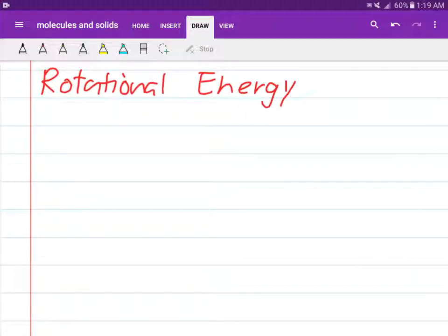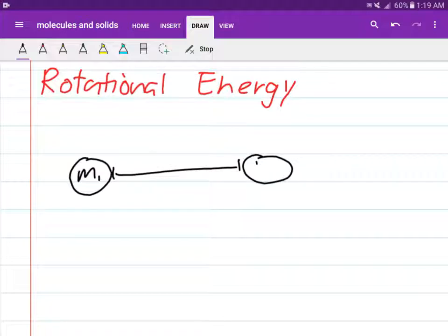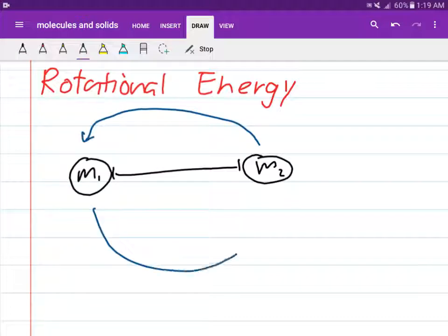Consider this system of a diatomic molecule. You have here M1 separated by M2, and they are rotating about a fixed axis. For example, our fixed axis is here. It's not necessarily in this area, but for the sake of simplicity, let's fix this axis here. They are rotating about this axis, and we want to find the rotational energy associated with it.